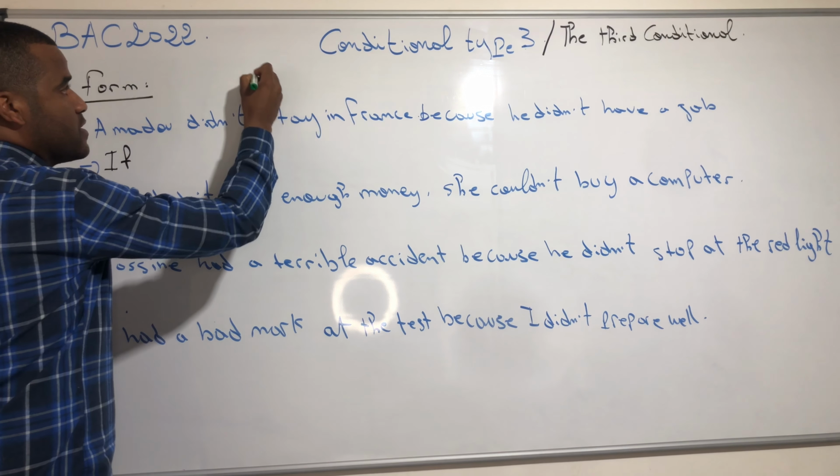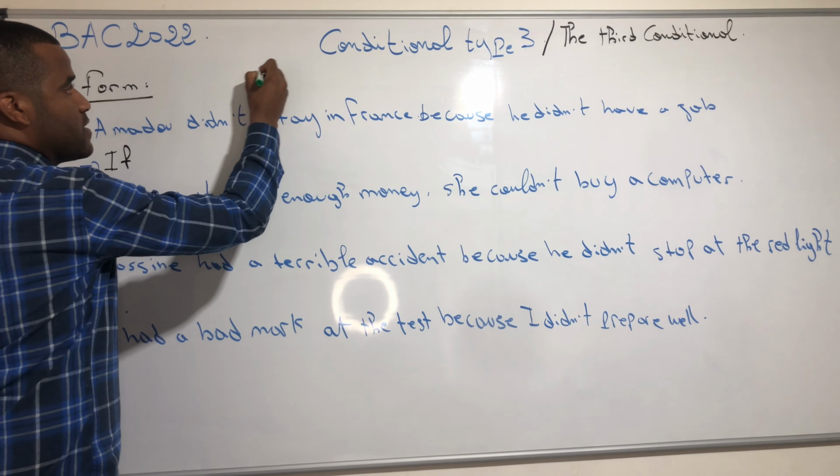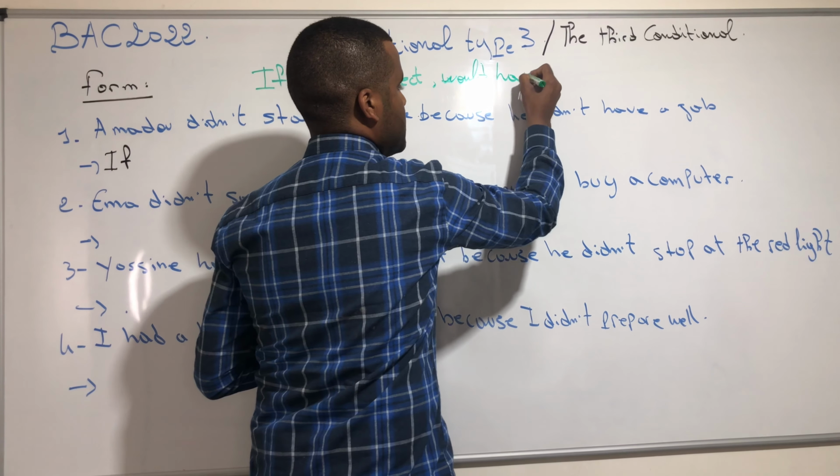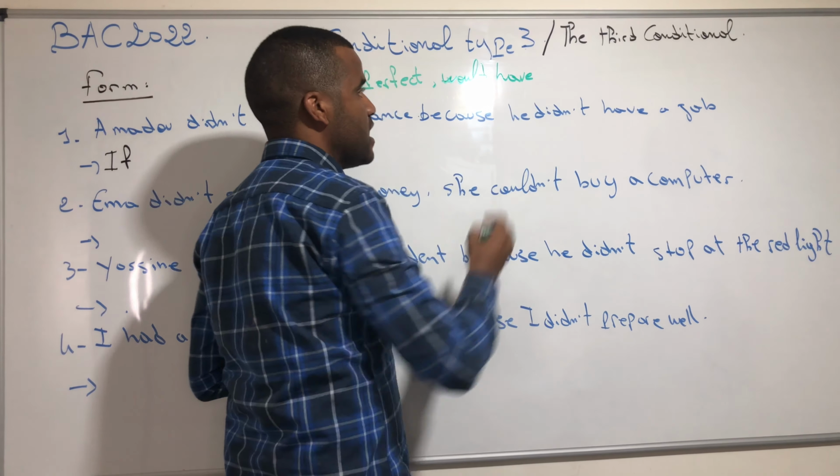So we use if plus the past perfect, meaning had plus the past participle of the verb. This is the form of the past perfect. Plus would have, could have, or might have, plus the past participle of the verb. This is the form of conditional type 3, or the third conditional, or we call it the impossible conditional.